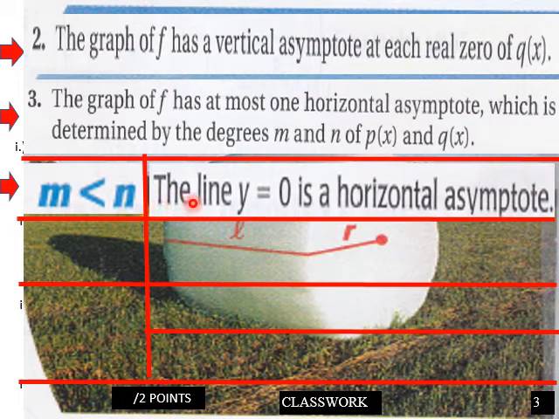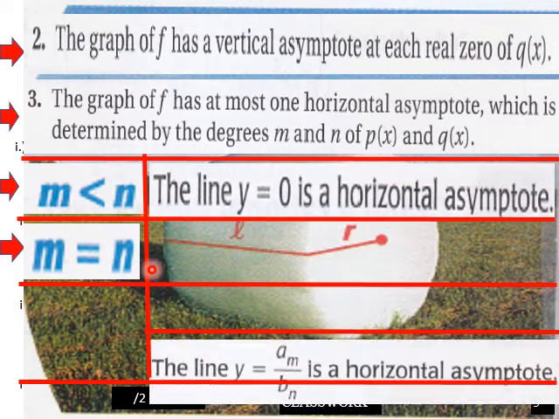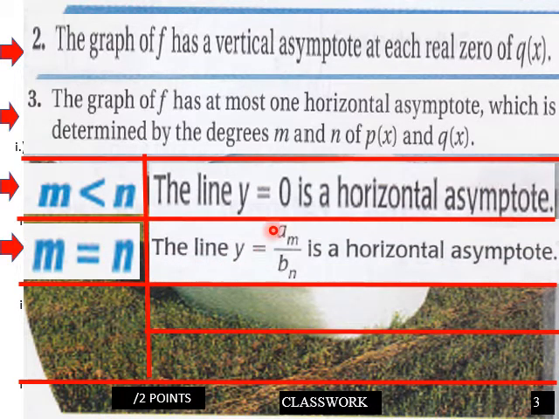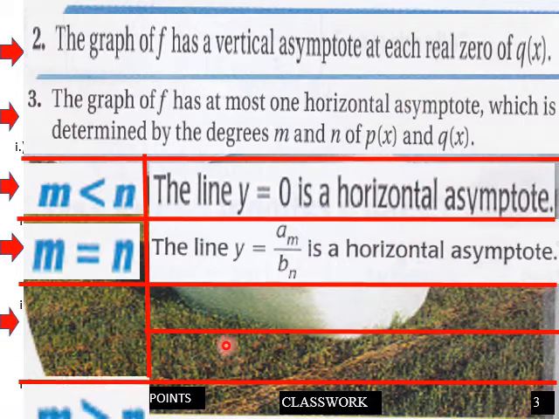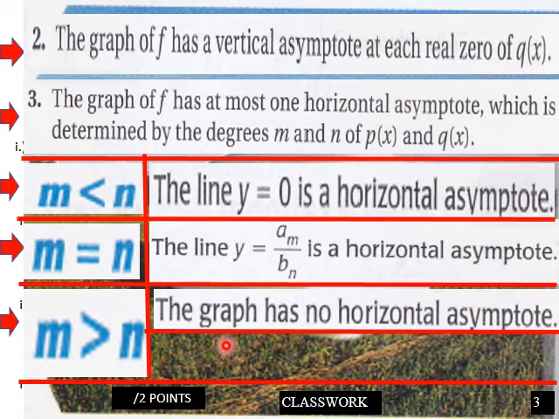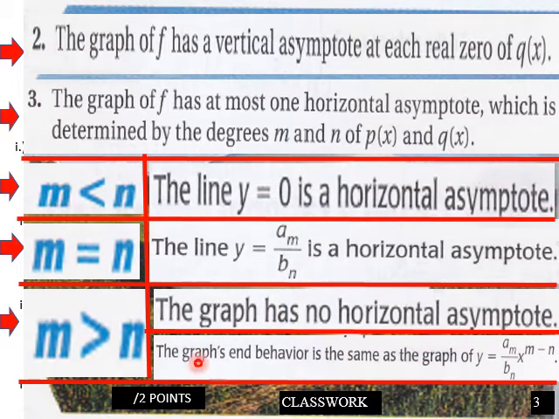When m is less than n, the line y equals 0 is a horizontal asymptote. If m equals n, the line y equals a sub m over b sub n is a horizontal asymptote. So we have two conditions here for horizontal asymptotes. If m is greater than n, the graph has no horizontal asymptote, and the graph's end behavior is the same as the graph of y equals a sub m x to the m minus n over b sub n. What does that mean?